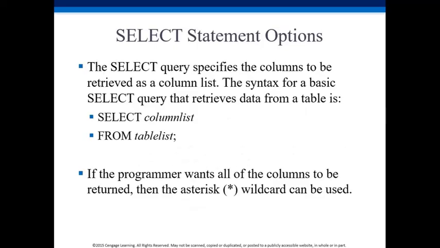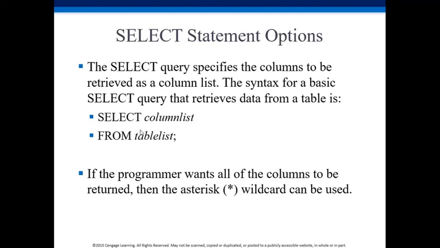So first, the select query specifies the columns to be retrieved as a column list. The syntax for a basic select query that retrieves data from a table is, at the top, select, the select term, space, then the column list. The column list can represent one or more attributes, and for multiple columns we separate them with a comma. For example, employee name, comma, employee address, comma, employee number.